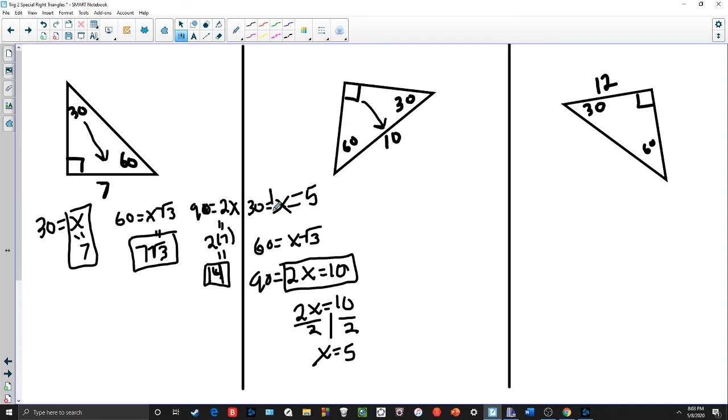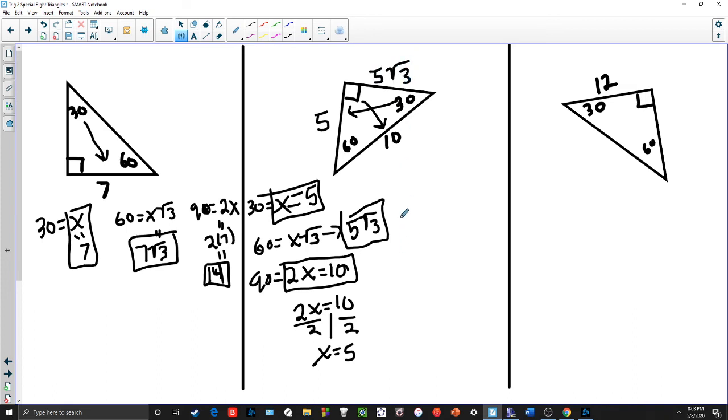So I know that the 30-degree side is 5. So across here, that's going to be 5, because again, the 30-degree side is what the x is. That means that has to be 5 because I just solved for x down here. And if I know that that's 5, I know that the 60-degree side is x times root 3. So this would be 5 times root 3. And that'd be my 60-degree side, 5 root 3.